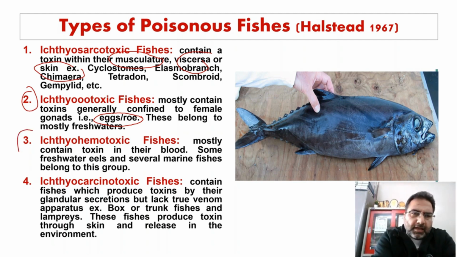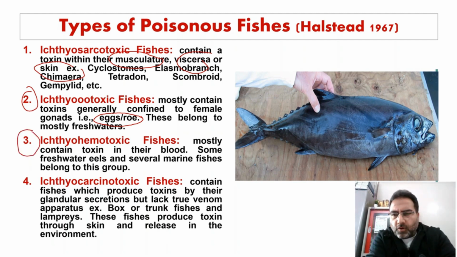Then we have the ichthyohemotoxic. As the name tells you, the toxins are present in the blood of certain fishes, and mostly freshwater eels and several marine fishes belong to this group. Their blood has certain kinds of toxins, and those fishes are called ichthyohemotoxic.